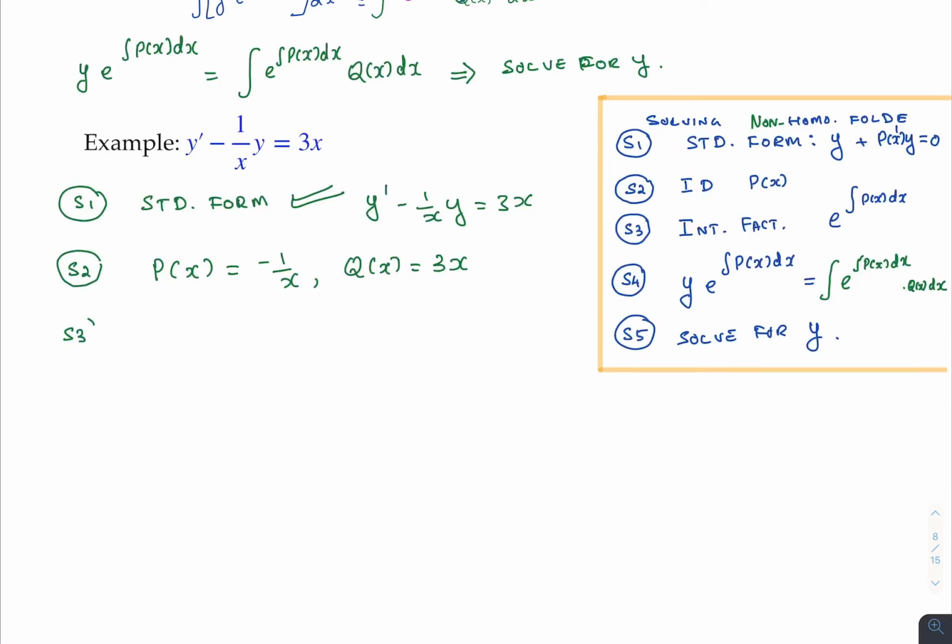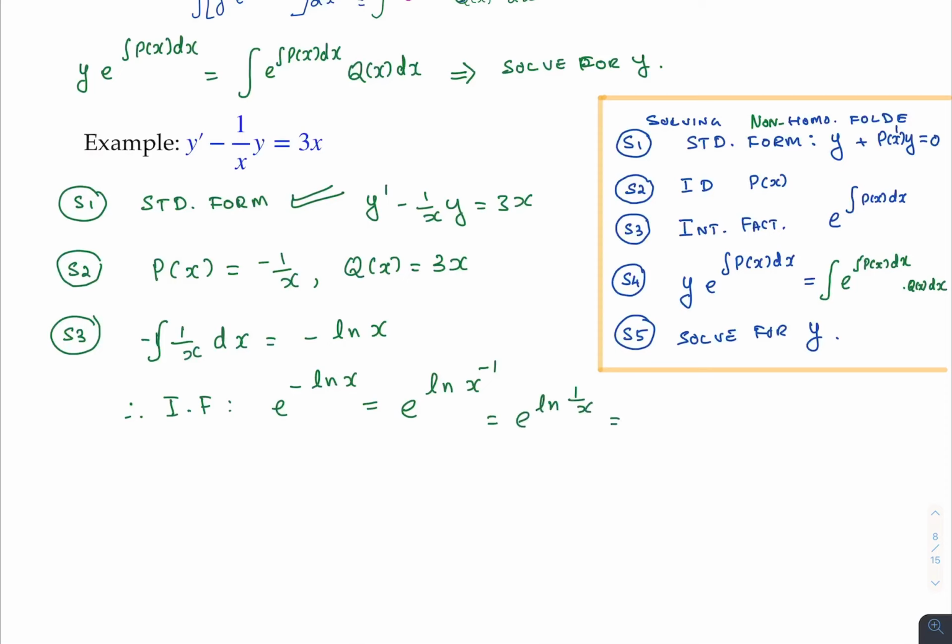The next step, again, is to find the integrating factor. To do that, I'm going to integrate the p of x, which is negative 1 over x, dx, which is going to be negative ln of x. And therefore, the integrating factor is going to be e to the negative ln of x. Again, using the exponential properties, this is the same as e to the ln of x to the negative 1, which is e to the ln of 1 over x. Exponential and logarithmic functions are inverses of each other, you know this from your college algebra. So that gives me 1 over x.